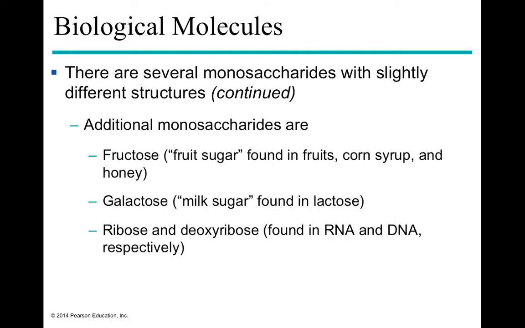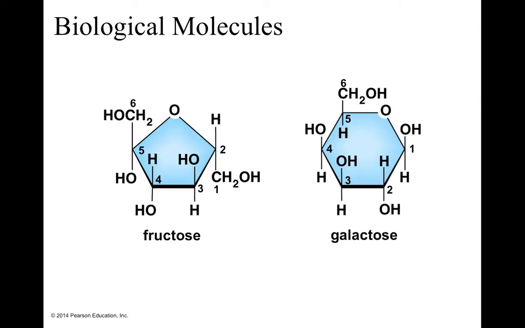But glucose isn't the only monosaccharide. We have other monosaccharides like fructose, which you might find in your corn syrup, for example, in your honey, and also in your fruit sugars. We also have galactose, which is a milk sugar, and ribose and deoxyribose, which are going to be very important when we talk about RNA and DNA.